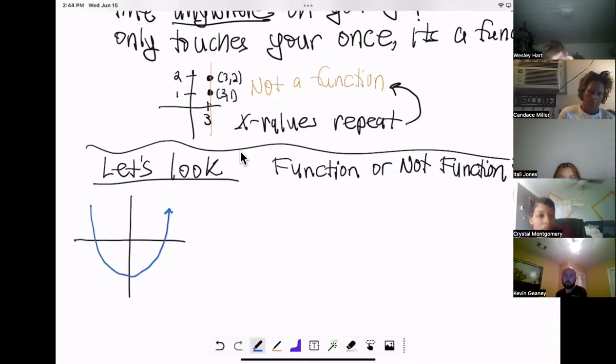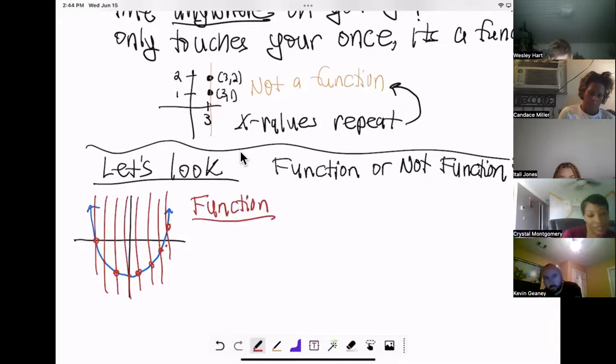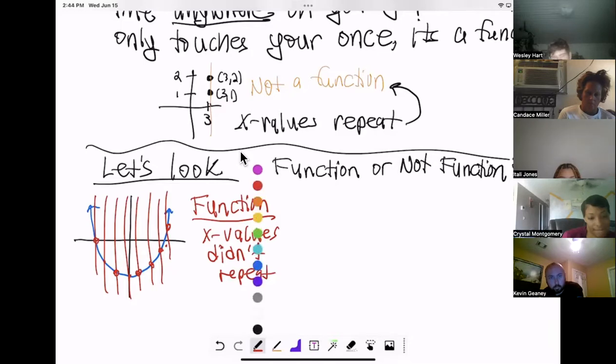So here I have this parabola. If I draw a vertical line anywhere, I'm only touching that graph at one point. I only cross that graph at one point with every vertical line. So that is a function. Which also means the x values didn't repeat. Would a parabola always be a function? Yep, a parabola is always a function. It's a great question.